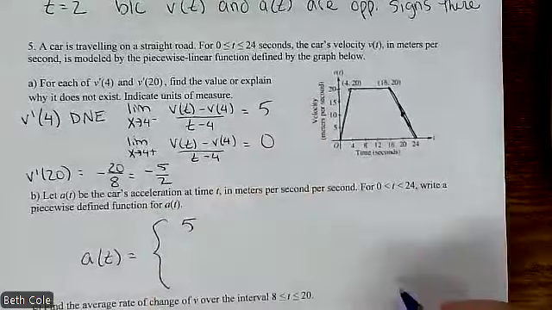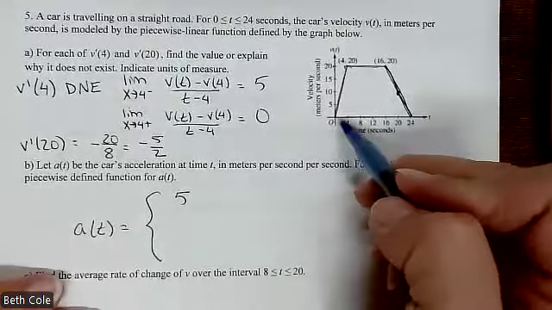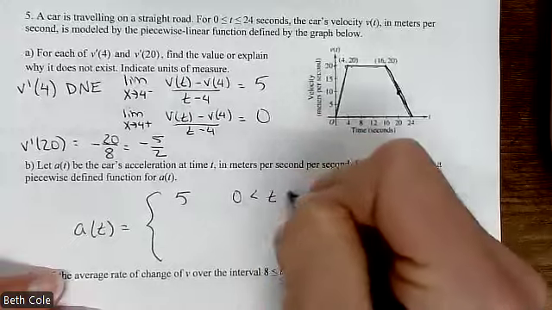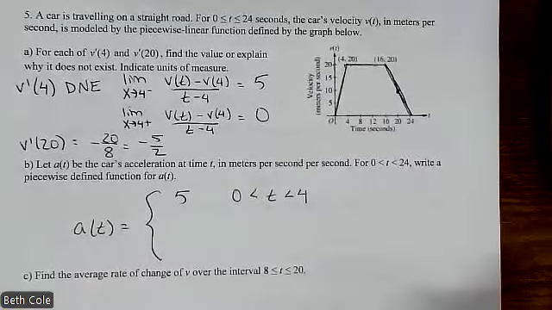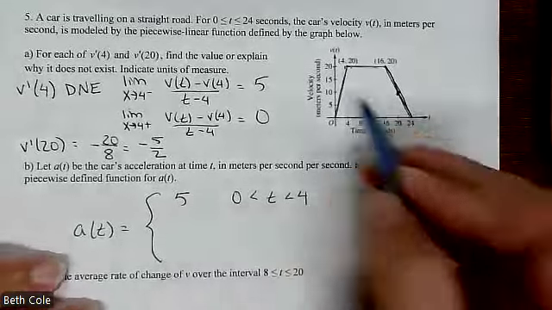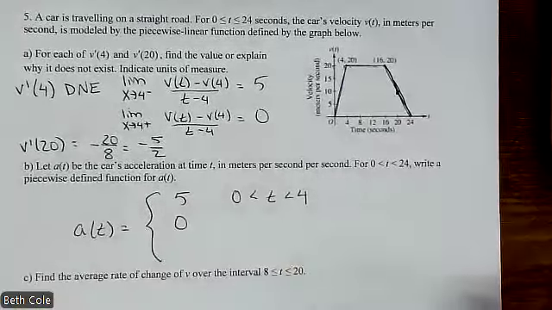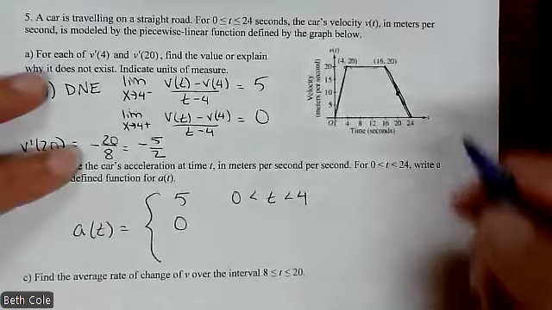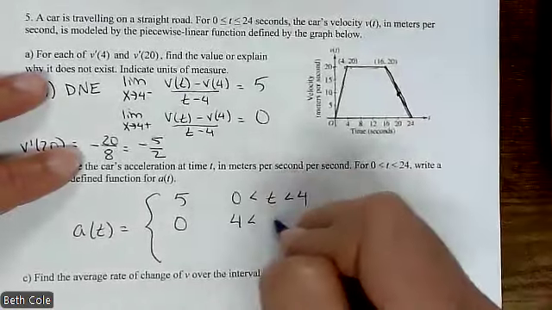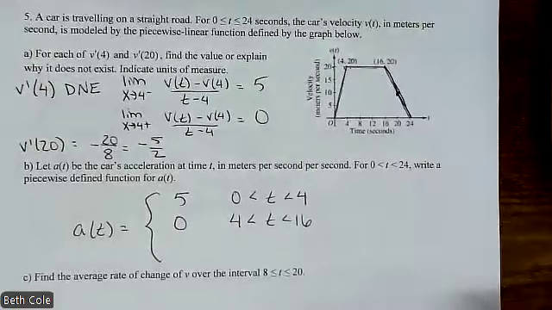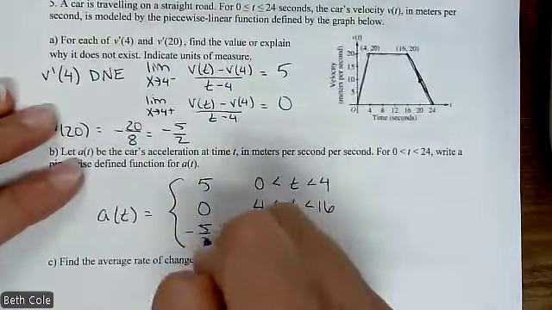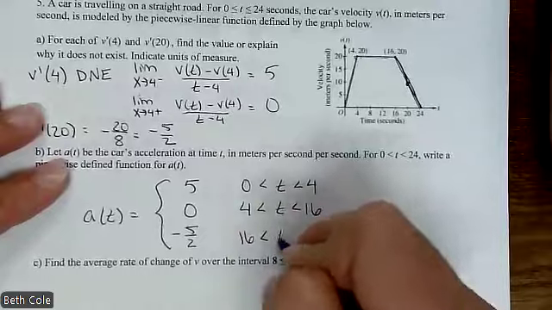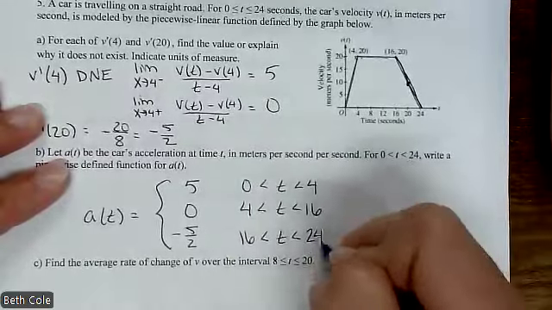5. And that's from when to when? 0 to 4. And then what's the slope for the next section? 0. And that's from when to when? 4 to 16. And then what did we say was the slope for the last section? Yeah, negative 5 over 2, and that's from 16 to 24.